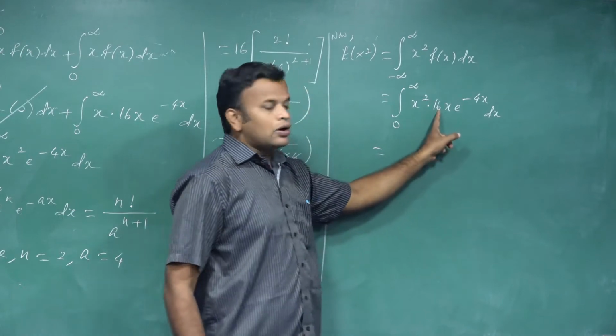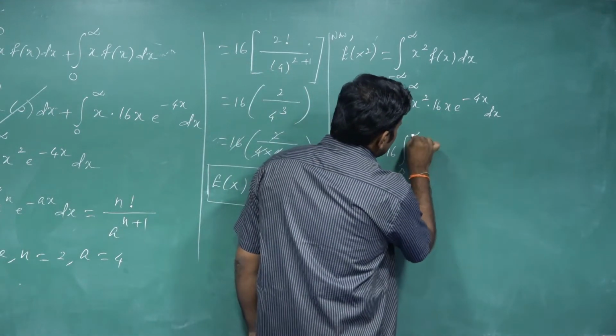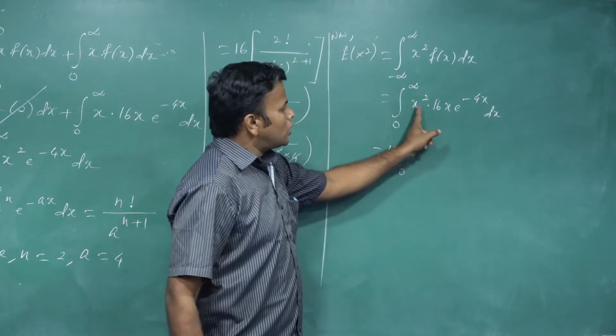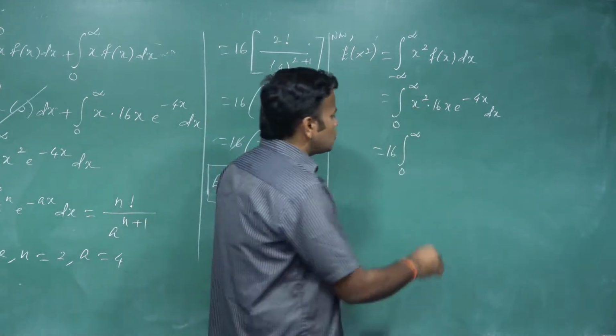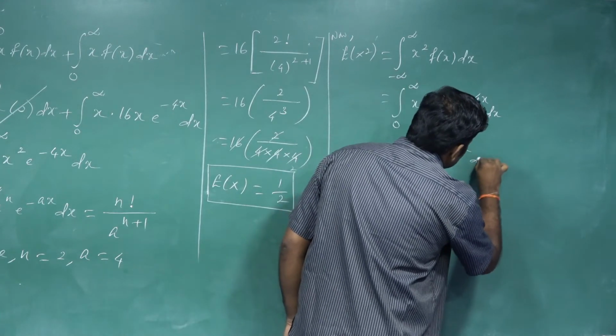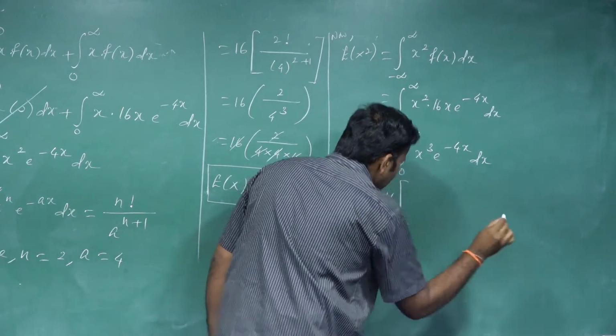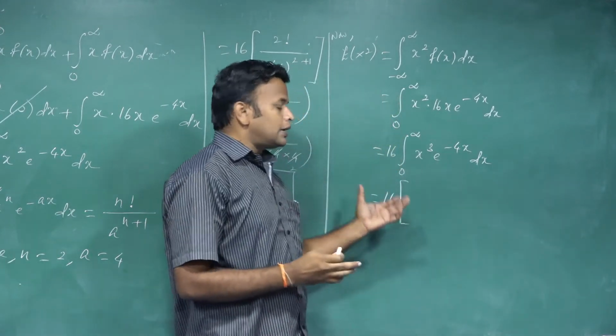We will take the constant 16 outside. 0 to infinity, x square into x is x cube, e power minus 4x into dx. We already wrote the formula, so I directly write the answer.